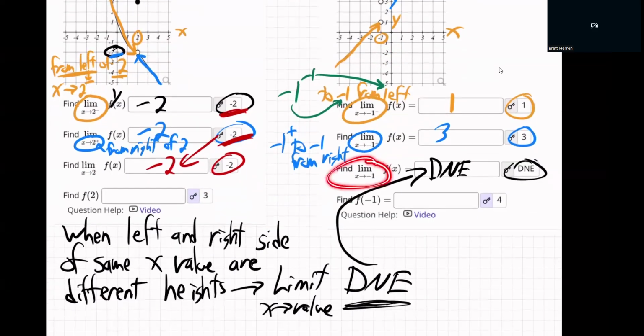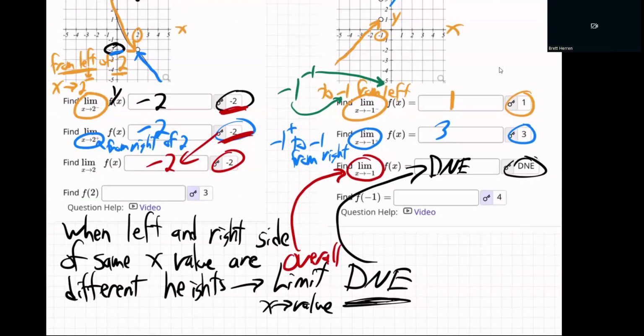The limit, I'll just put the words, the overall limit, which is right there. What I mean by overall, it doesn't say from the left or from the right. It says the limit as you go to -1, just overall, not left or right. So that's D and E when they come in at different heights.